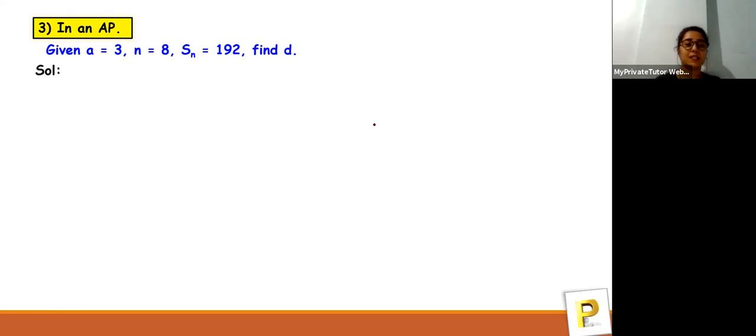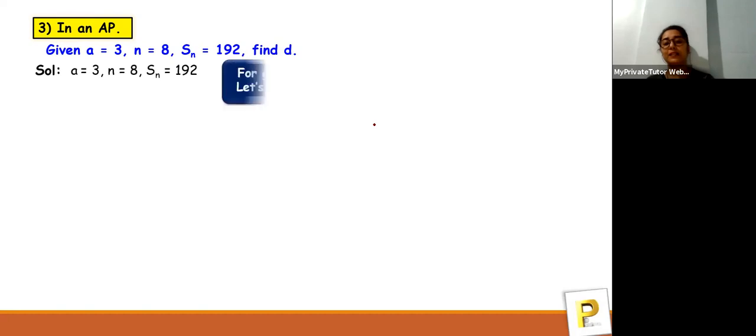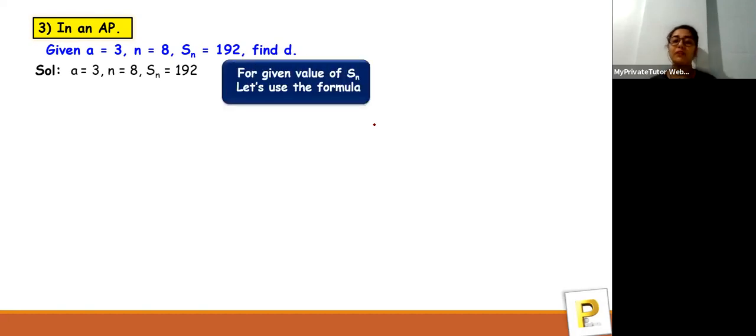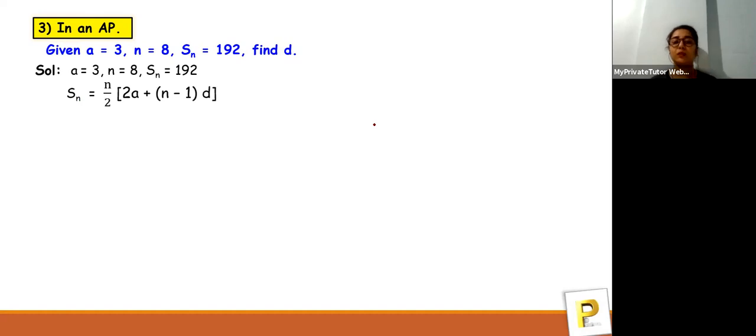Okay, let's check this. Solution: a equals 3, n equals 8, and Sn equals 192. For the given value of Sn, let's use the formula. Sn equals n by 2 into 2a plus (n minus 1)d. Sn they have already given us, 192. You have to find the d over here now. So let's put the value of n equals 8.